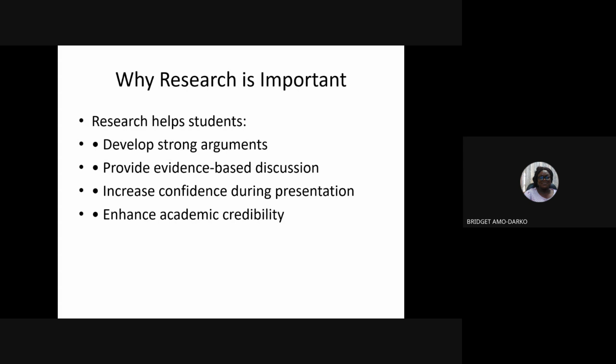Why is research important? Research helps students to develop strong arguments, to provide evidence-based discussion, to increase confidence during presentation, and lastly, to enhance academic credibility. You can't write a research paper without having a strong evidence base. And this strong evidence base shouldn't be hearsay, like I observed that or I heard that. You have to get authentic sources to support whatever arguments that you are making.